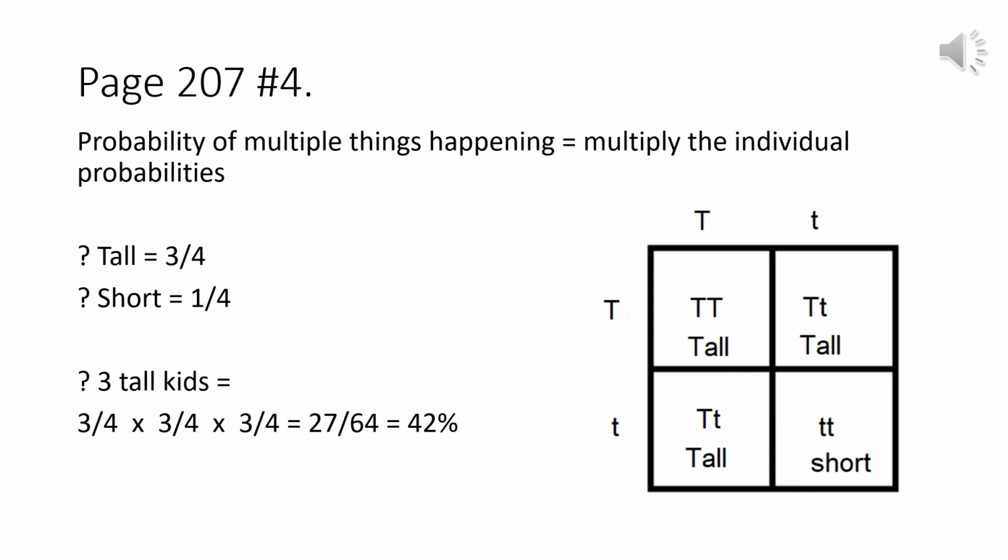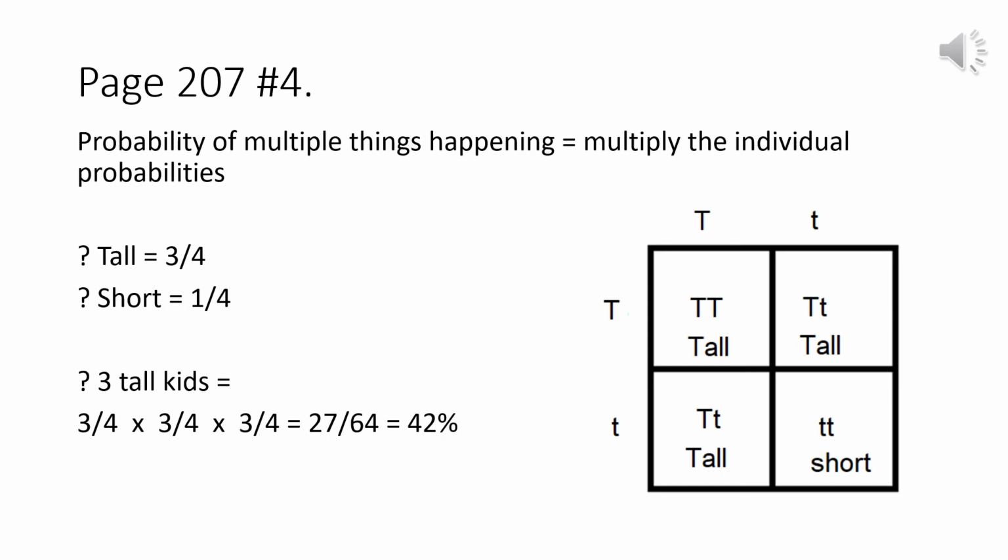The probability of the first kid being tall is 3 out of 4, times the probability of the second kid being tall, 3 out of 4, times the probability of the third kid being tall, 3 out of 4. Multiplying it out, we get 27 out of 64. Multiplying it further, yes, I do know how to use a calculator, thank you very much, is 42%. If you've got 3 kids, odds are one of them's going to be short. 58%.